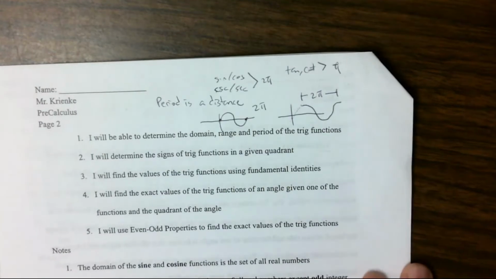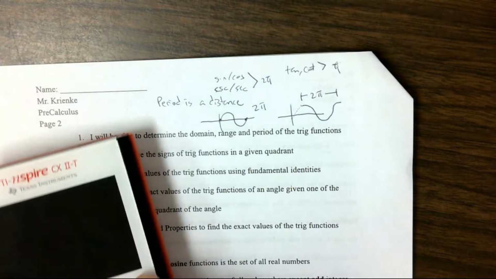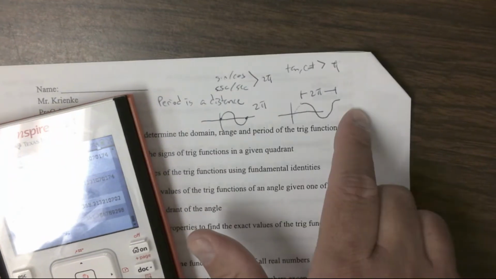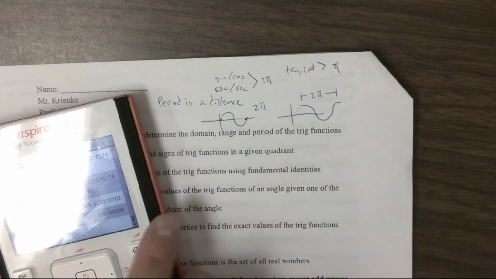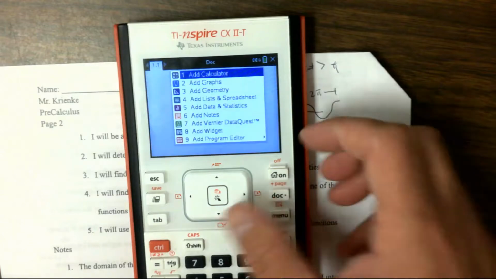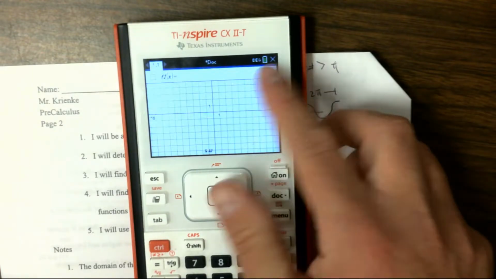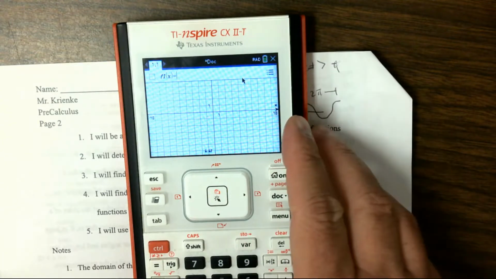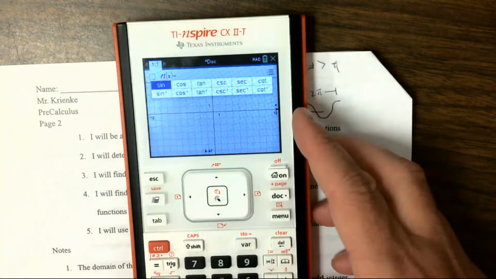How you can remember that is it's one complete wavelength. It can be from middle to middle, top to top, or bottom to bottom. So when we go to our graph, make sure you're in radian mode. So I have to flip this. And then here's your sine of x.